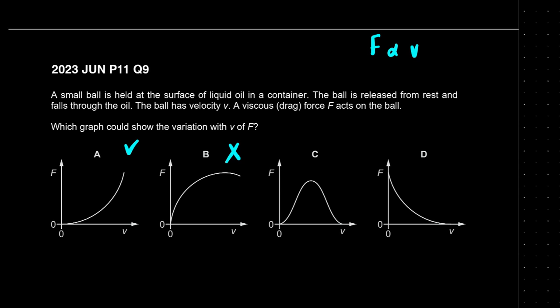In C, obviously, this portion is much more obvious, that as V is increasing, F is decreasing, wrong. D, V increases, F decreases, wrong. It should be increasing always. And it could increase in any way, but it should never decrease. So here the answer is A.